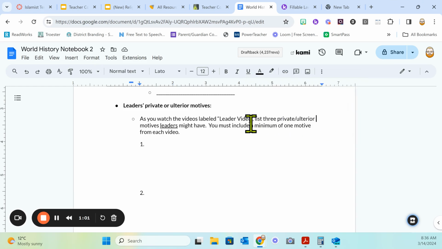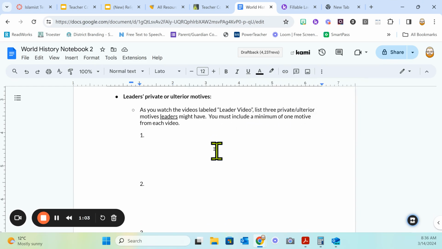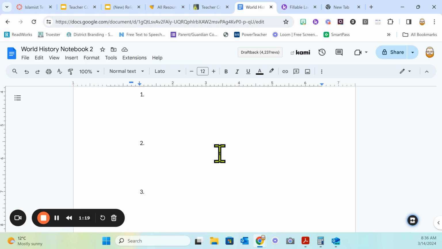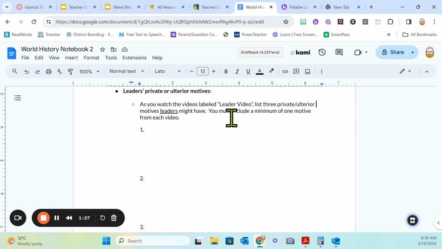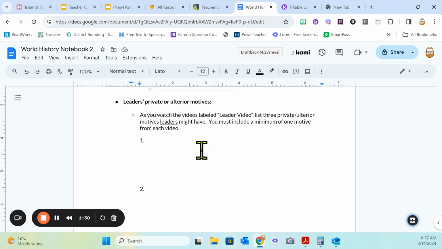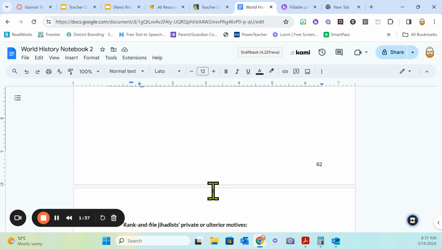What you are going to be doing in your notebook is completing some notes about the private or ulterior motives of leaders and rank and file jihadists. Now, you're going to start with the leaders. And as you watch the videos that are labeled as leader videos, you're going to list a total of 3 private or ulterior motives that the leaders might have. You must include at least 1 motive from each of the videos. There are only 2, so you can have 2 from one and 1 from the other, as long as you've got something from both videos.